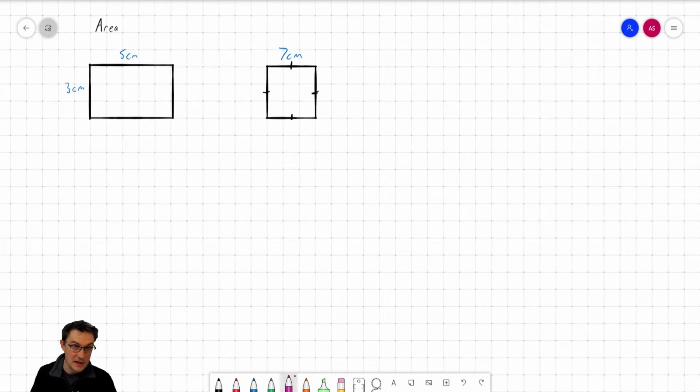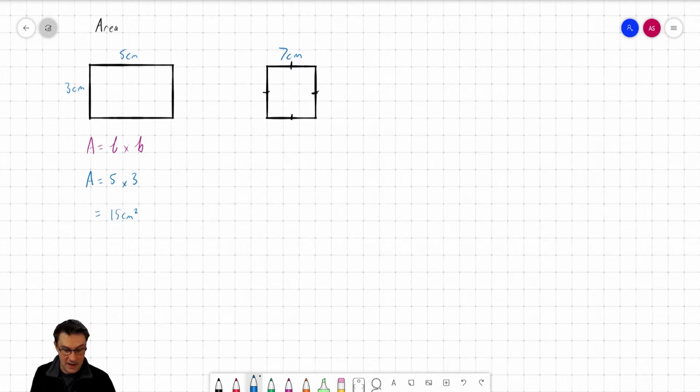Now, when we're finding the area of a rectangle, we use this formula where A is equal to length times the breadth, or the width of the object. In this case, we just need to substitute the numbers 3 and 5 into this formula. So A is going to be equal to the length, 5 centimeters, times the width, or the breadth, 3 centimeters. When we multiply these together, we get 15 centimeters squared.